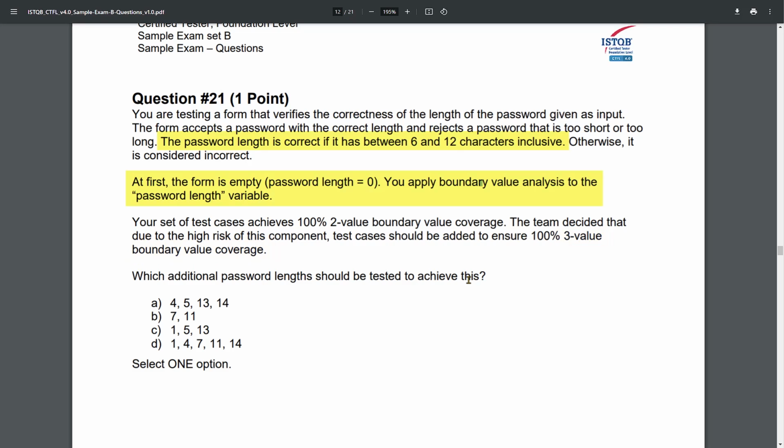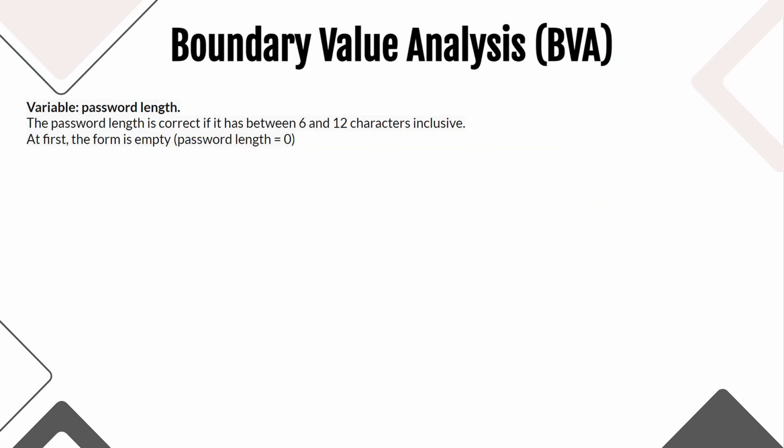Also, our variable is password length. The boundary values of valid equivalence partition are simple and clear, but invalid partitions are confusing. First of all, we write down everything related to the password length variable. The password length is correct if it has between 6 and 12 characters inclusive. At first, the form is empty, password length equals 0.